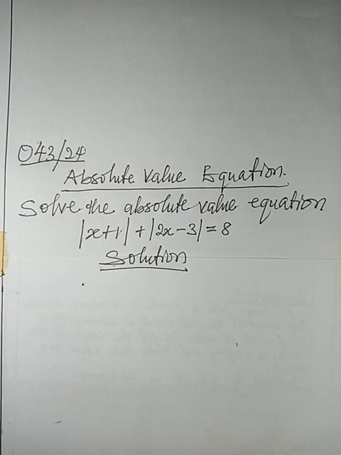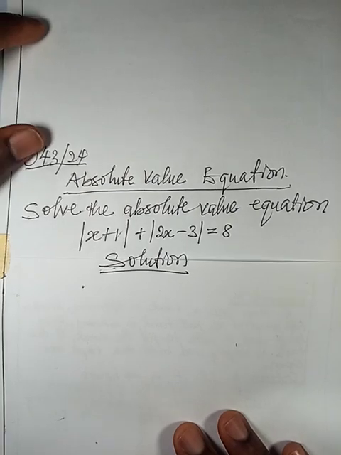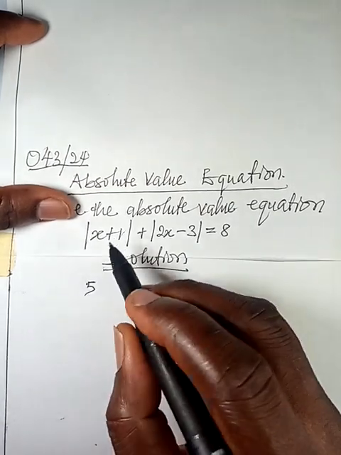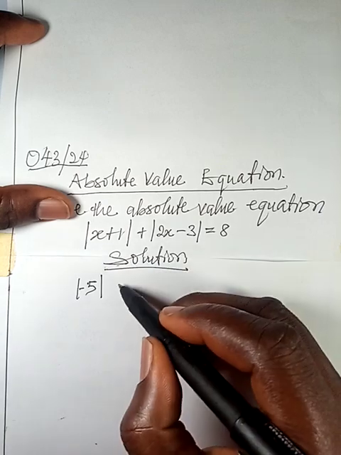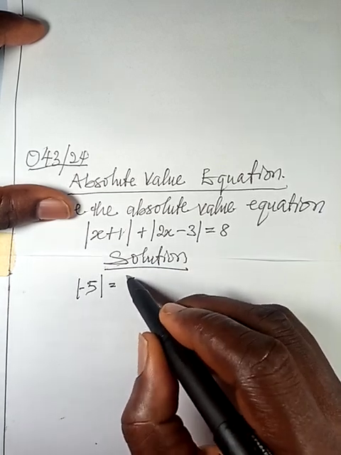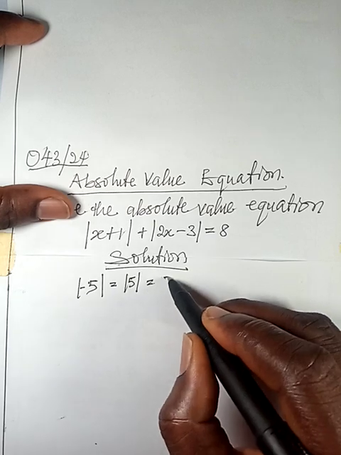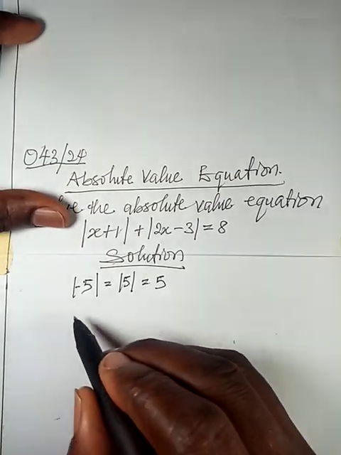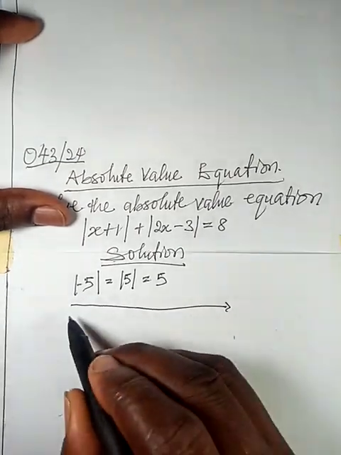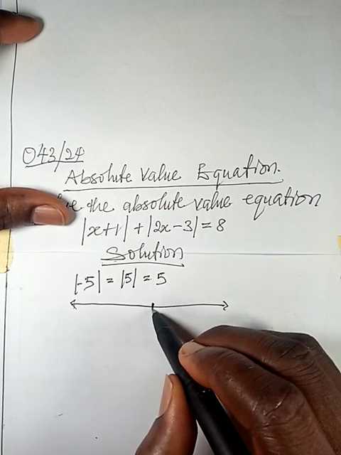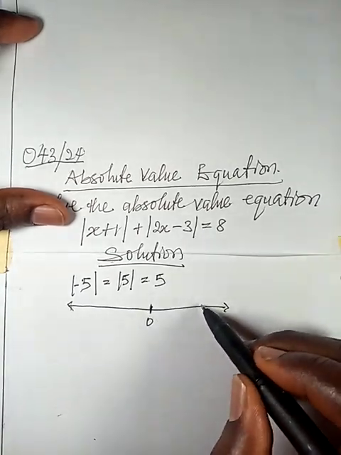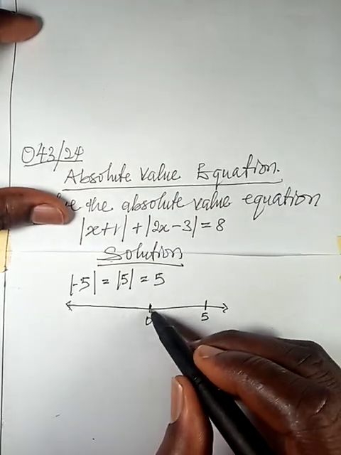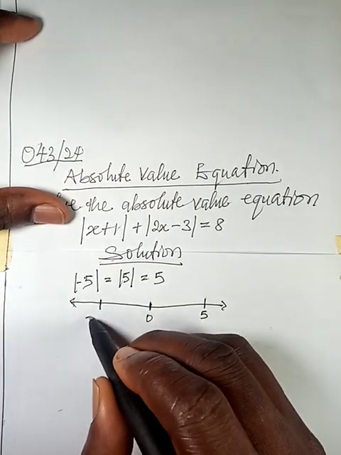Now, just as a little introduction, let's look at 5. The absolute value of minus 5 is the same thing as the absolute value of 5, and they are both equal to 5. What does that even mean? It means the distance from 0 to 5 is 5 on the number line, and the distance from 0 to negative 5 is also 5.